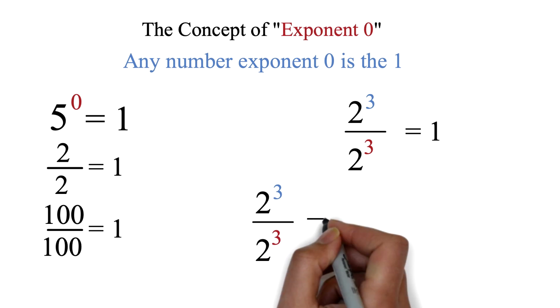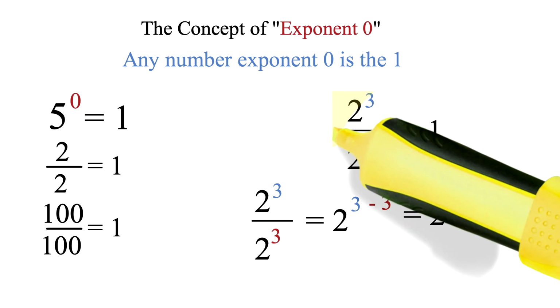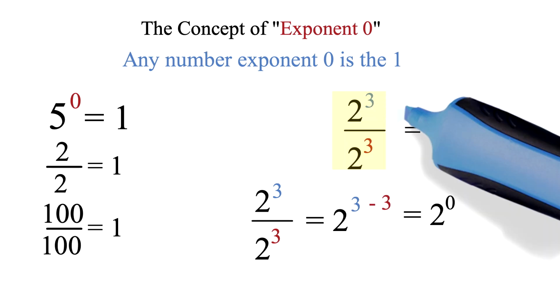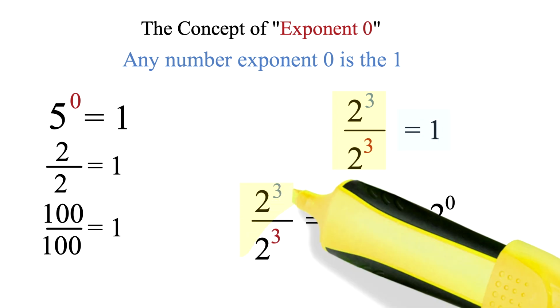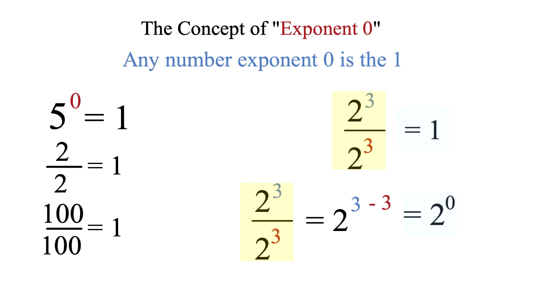So this can be written as 2 exponent 3 minus 3. 3 minus 3 is 0. So this is 2 exponent 0. 2 exponent 3 over 2 exponent 3 is 1. And 2 exponent 3 over 2 exponent 3 is also 2 exponent 0. So we can say therefore that 2 exponent 0 must be equal to 1.